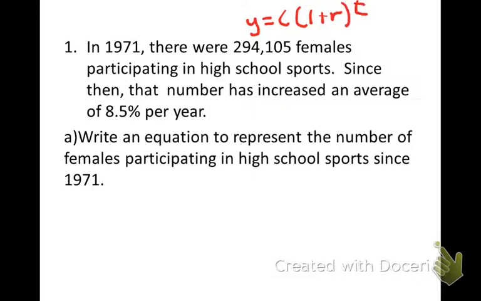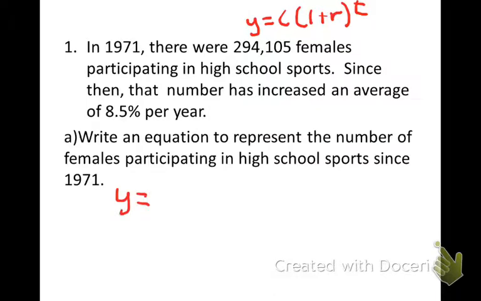The first thing says write an equation. There were 294,105 females participating in high school sports in 1971. I would be one of those. Since then, that number has increased an average of 8.5% a year. I'm not sure where these statistics came from, but they came out of the algebra book I was using, so I'm not sure if they've been updated. So write an equation to represent the number of females participating in high school sports since 1971.